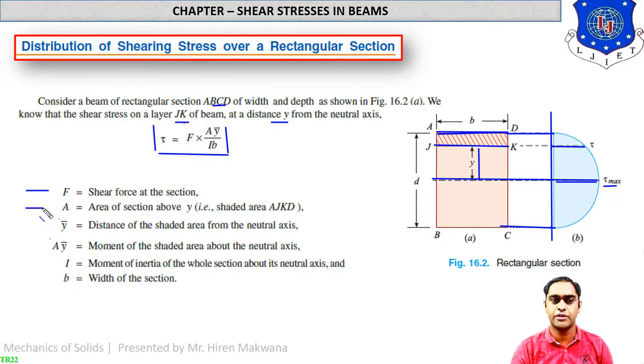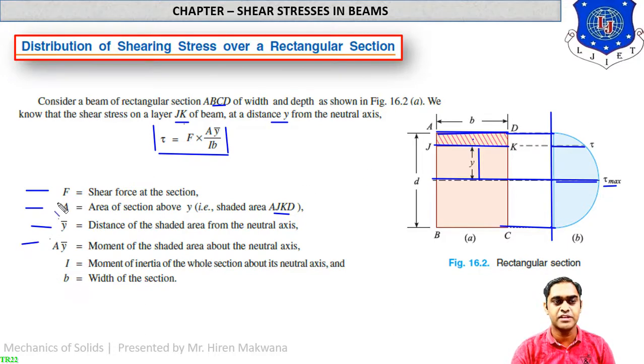A is equal to area of the section above y. Area of the section above y means what? Area of the section AJKD, the rectangular strip. We will find that area. Y bar is equal to distance of the shaded area from the neutral axis, which means the CG of the strip AJKD from the neutral axis. You can see it like this. This is the y bar.